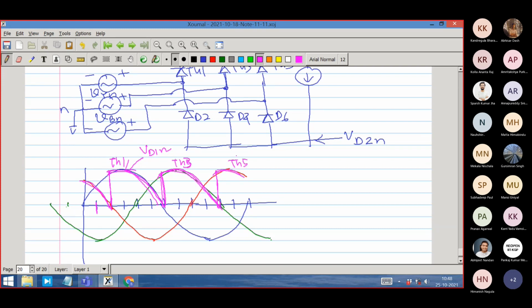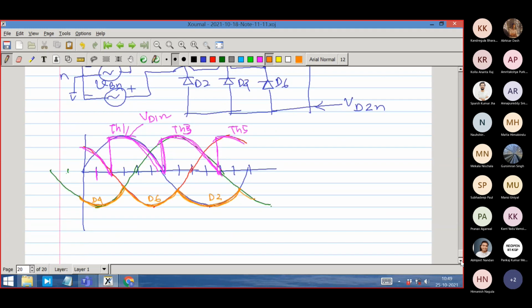Now, where will D2 conduct? D2 is easy because D2 will conduct when the voltage of phase R is at its minimum. So in this part the voltage is minimum, and this is the D2 conduction zone. This is the voltage coming out. This is D2. After that D4, after that D6, right.